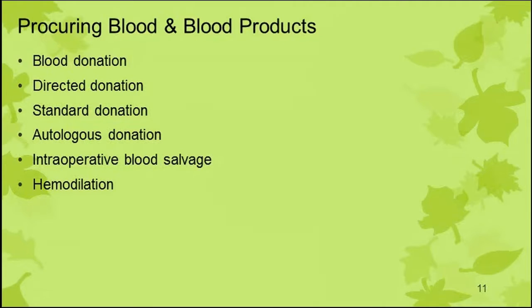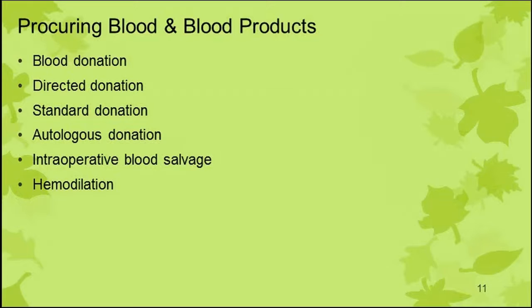We see this a lot in patients who are going to have big planned surgeries where we know blood is going to be necessary. They can ask people to donate, and they can go in, donate a unit of blood, and it is directed for a specific person or a specific recipient.